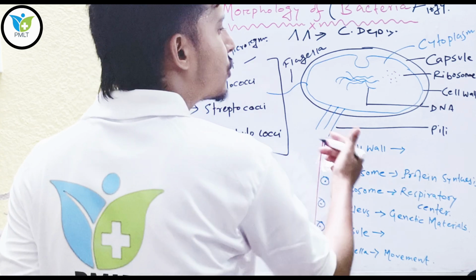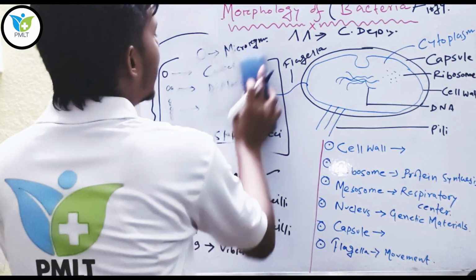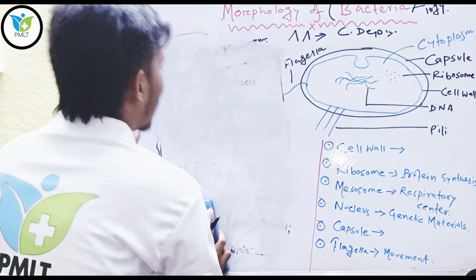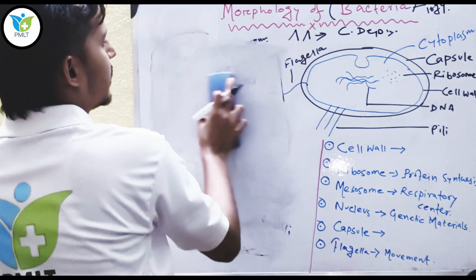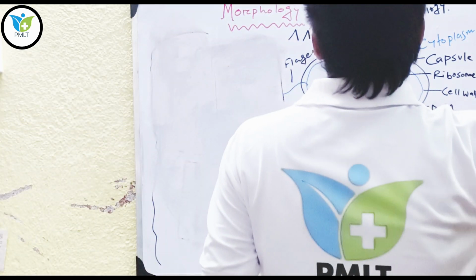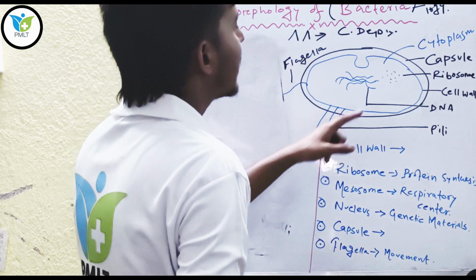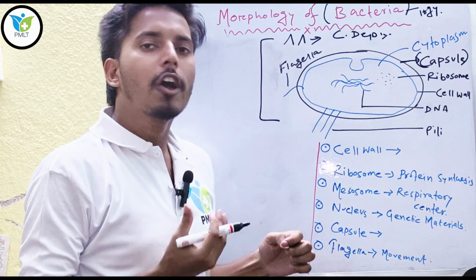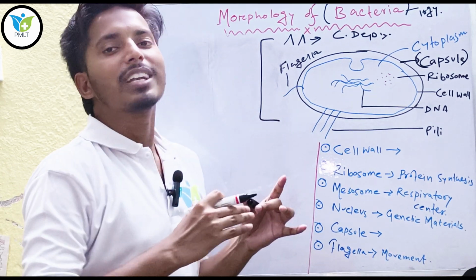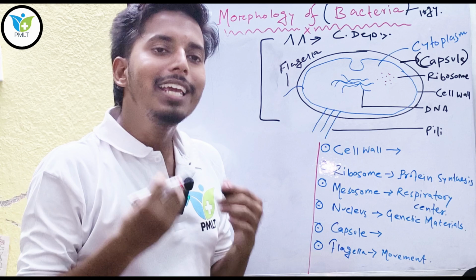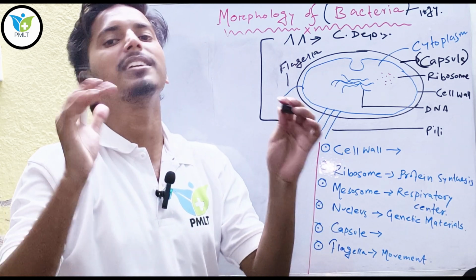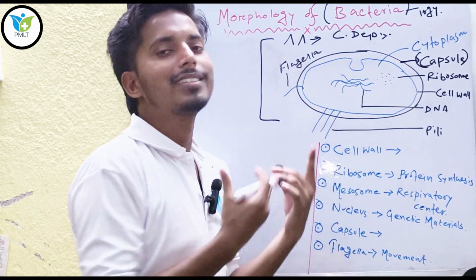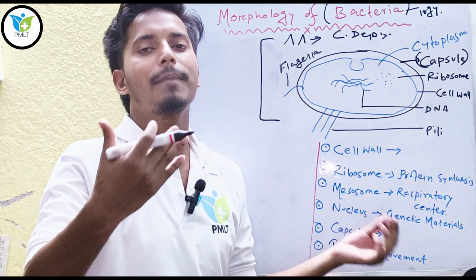Now I am coming to the structure of bacteria. I am erasing the arrangement so that you can easily understand the things properly. See, here is a normal bacterial shape. See the structure of bacteria. If you understand the structure of bacteria, you can easily understand the basic bacteriology, and then you can easily understand systemic bacteriology.